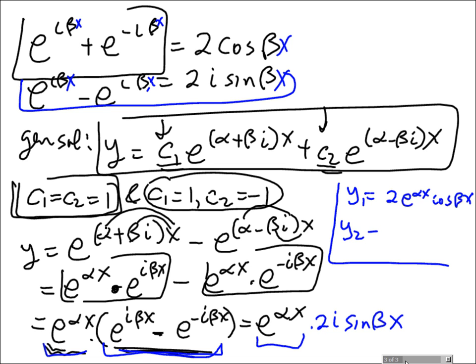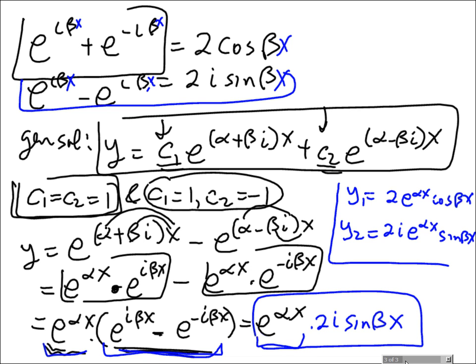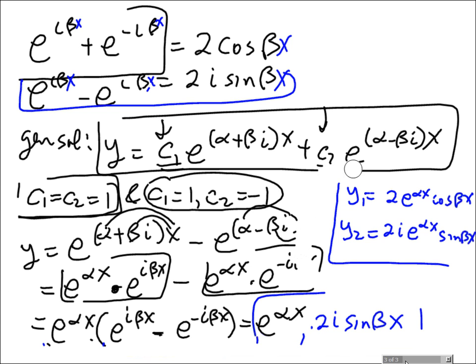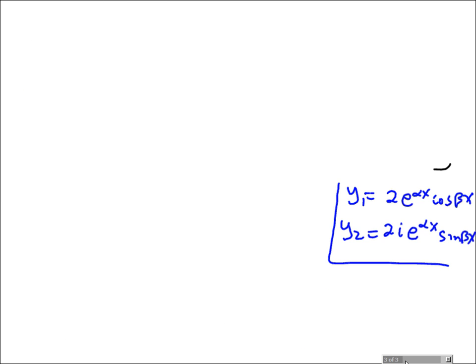And y2 is this here. But I'll put the 2i in the front. Now, those are two solutions to the differential equation where the roots were complex. Nonetheless, it's still linear.